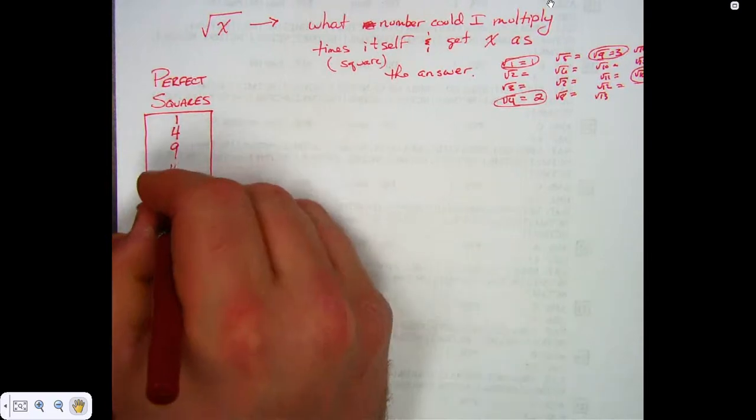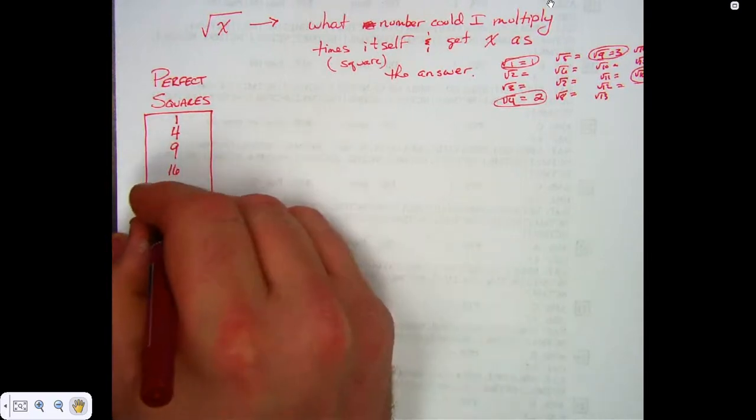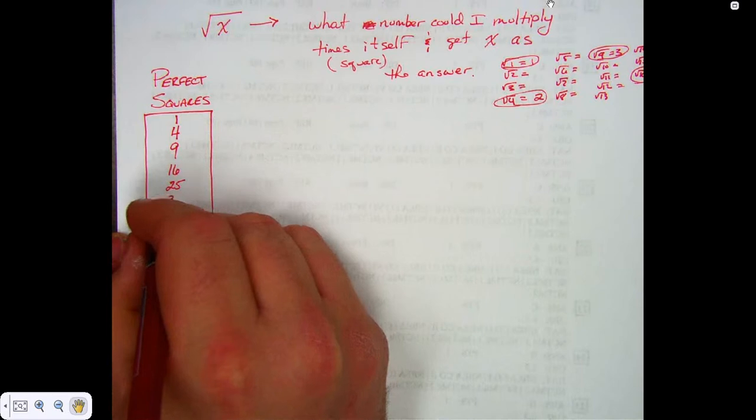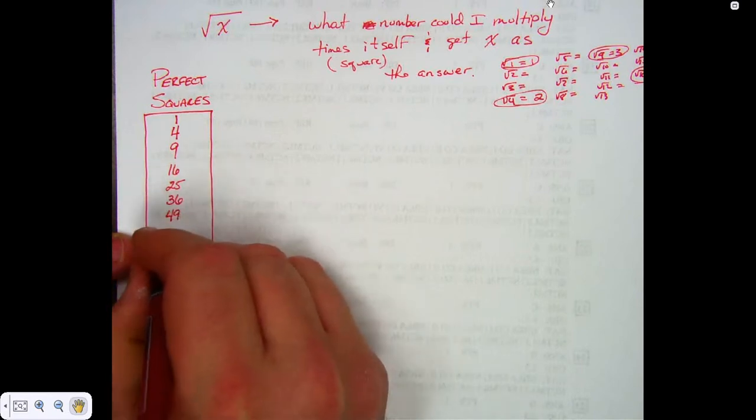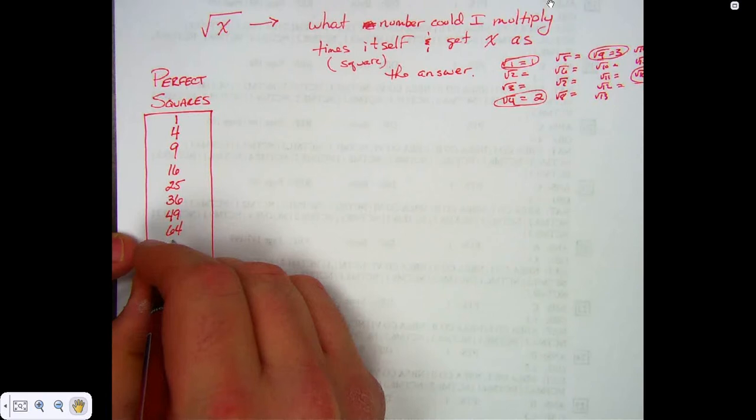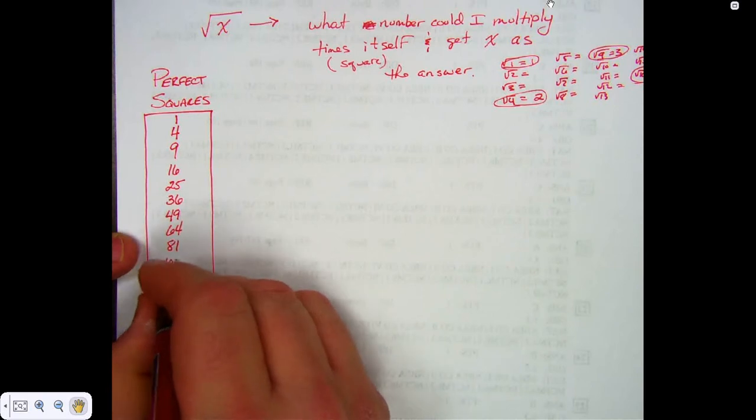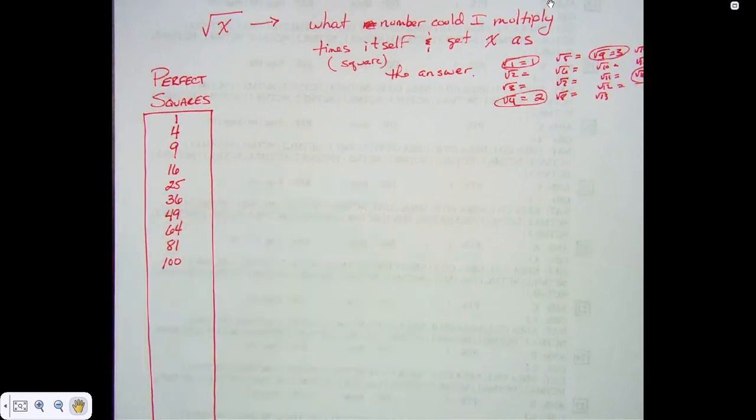16. How about the next one? How about the next one? 36. Next one. 49. Next one. 64. Next one. 81. Next one. 100. So far, does anybody see a pattern here?